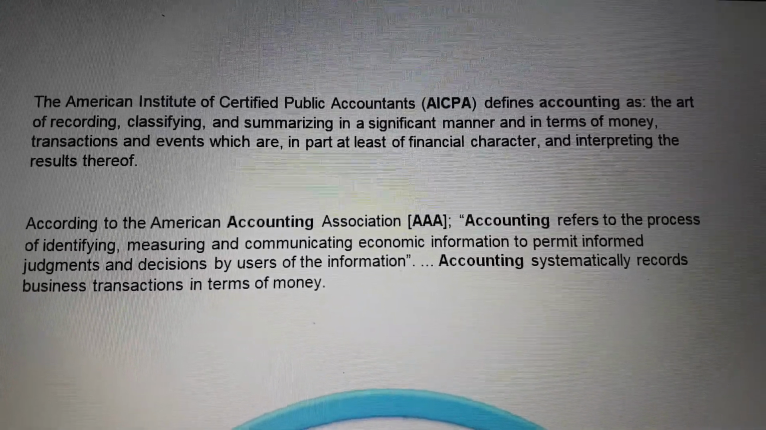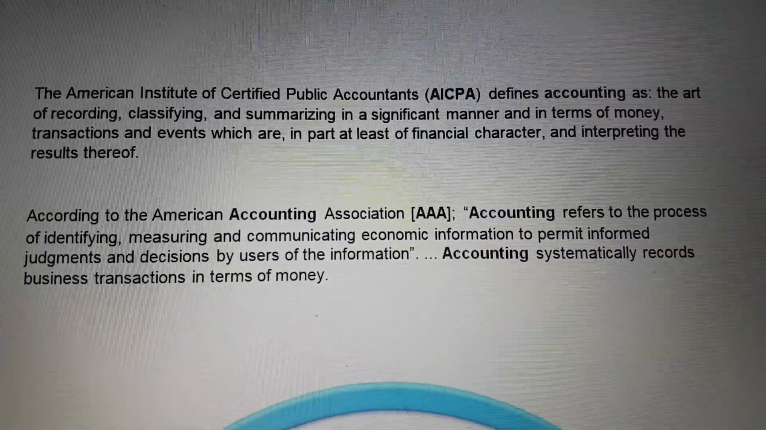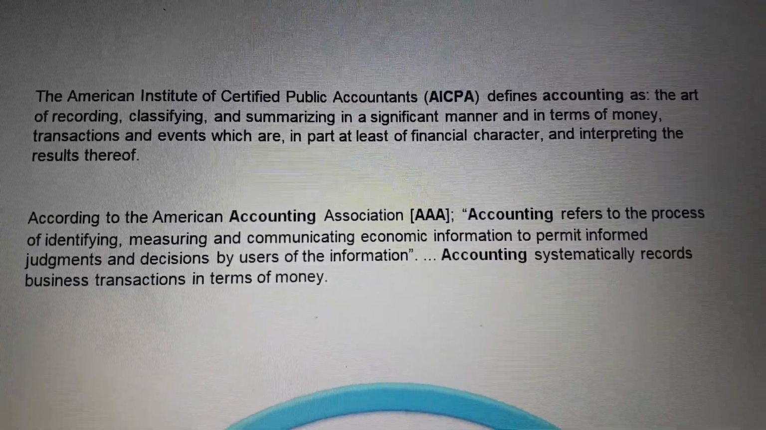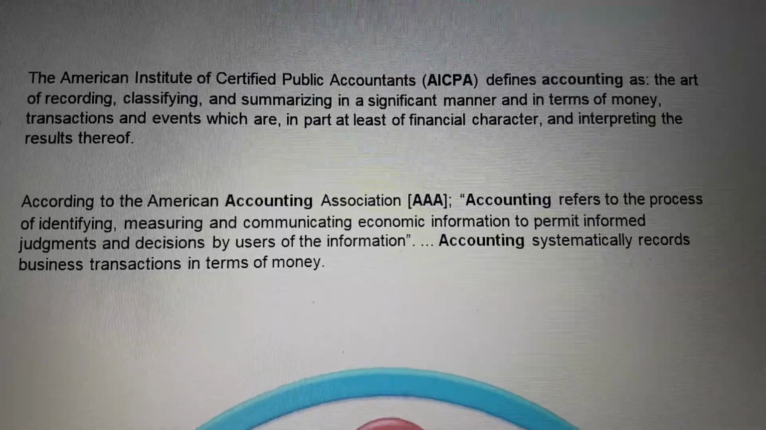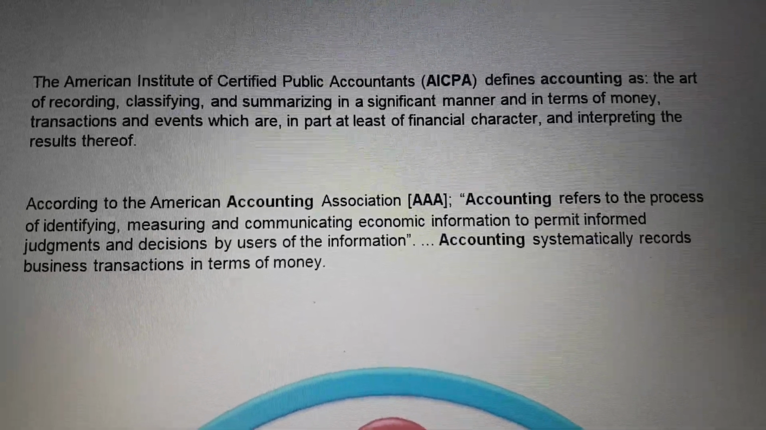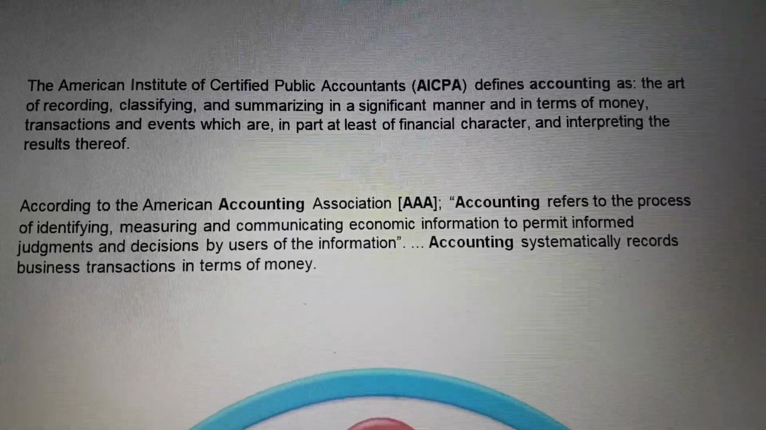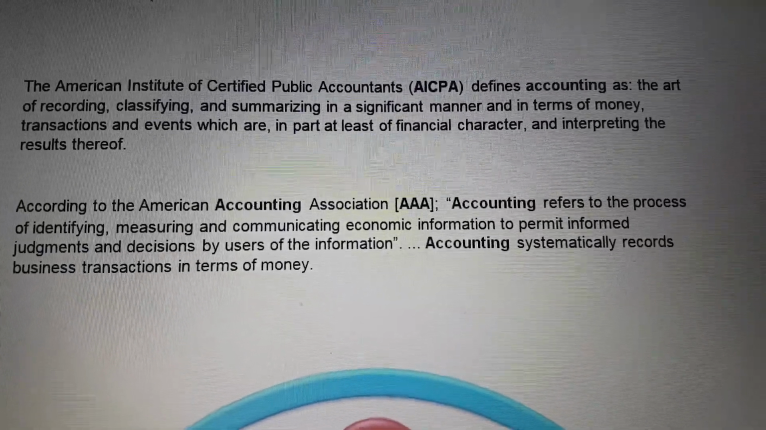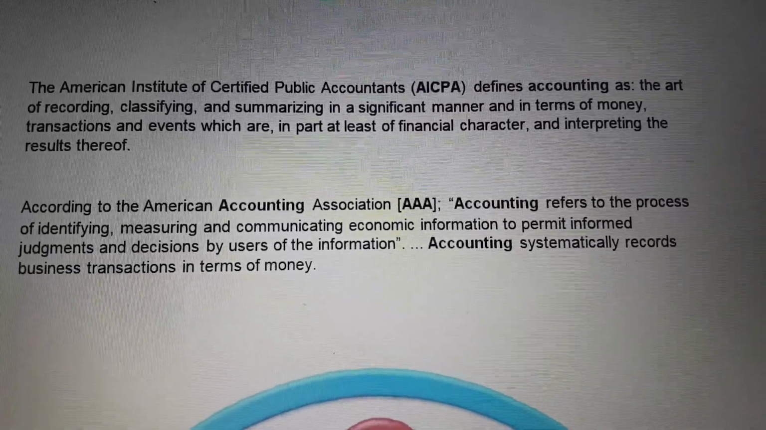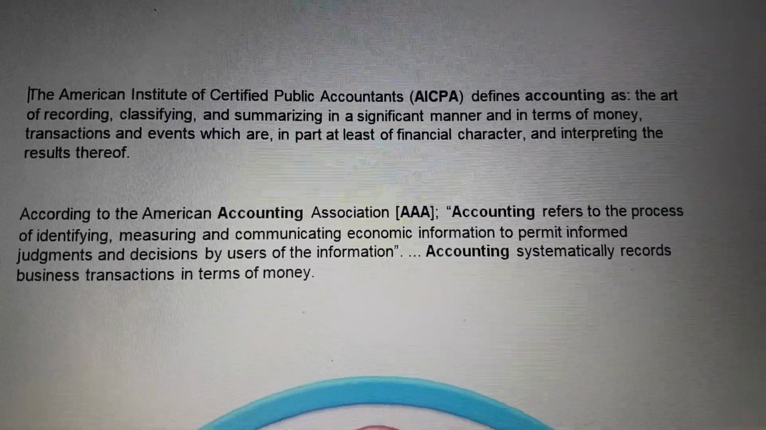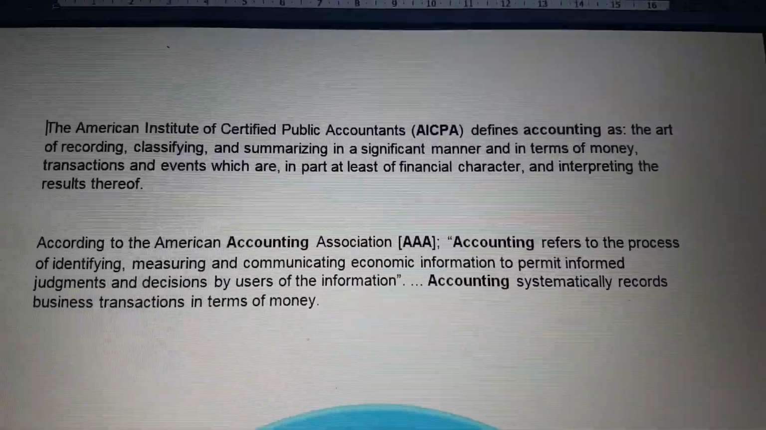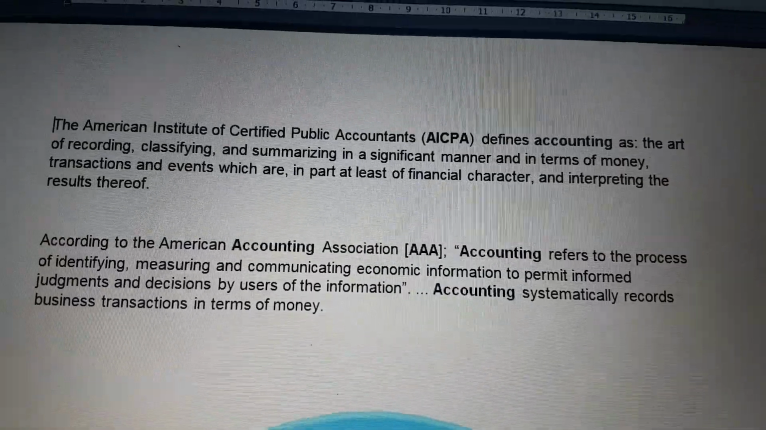Number one is the definition given by the American Institute of Certified Public Accountants, which states that accounting is an art of recording, classifying, and summarizing in a significant manner and in terms of money, transactions and events which are in part at least of a financial character, and interpreting the results thereof. So if you would see, this is an art.